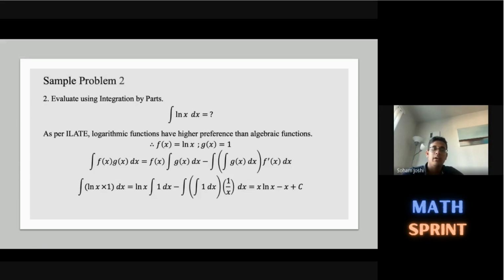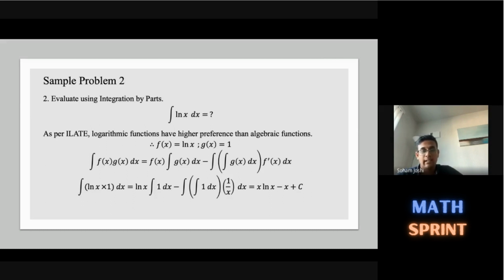All right, so another problem. We need to integrate ln x with respect to x. So how do we do this? This does not have the product of two functions, but let's look at this differently. Think of ln x as ln x times 1. ln x is a logarithmic function, but 1 is actually an algebraic function.